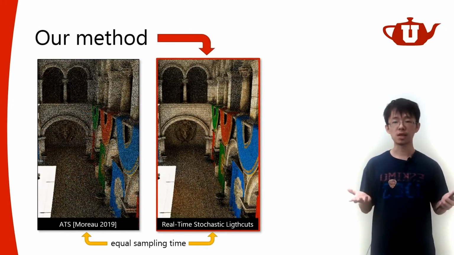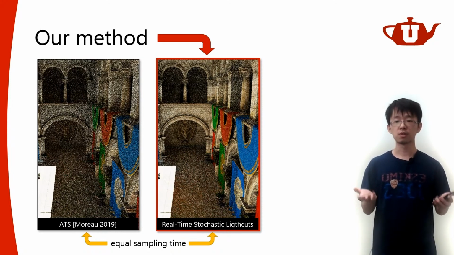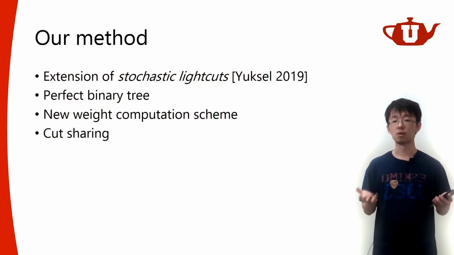In this work, we present a new Monte Carlo real-time many-light method called real-time stochastic lightcuts, which uses a light tree that is extremely fast to build and traverse. This can improve the overall sampling efficiency. Our method is an extension of stochastic lightcuts, an offline many-light method introduced in 2019. The core of our method is the use of perfect binary trees for light sampling. On top of that, we also introduce a novel weight computation scheme for light tree sampling, and a technique called cut sharing to reduce computation overhead.